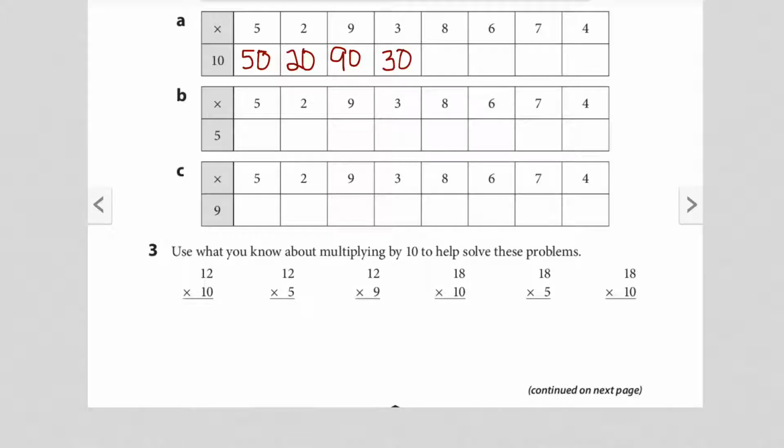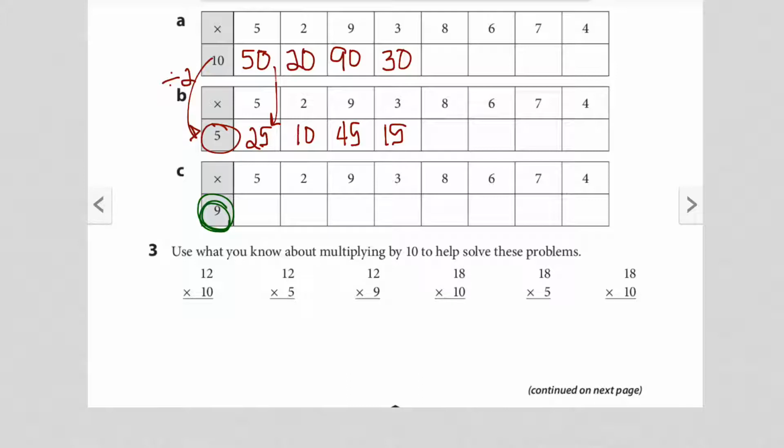The next section, letter B, you're noticing is 5. Well, 5 is half of 10. So all of these answers are going to simply be half. And so on. Now C, we tend to look at it, and we notice that it's times 9.